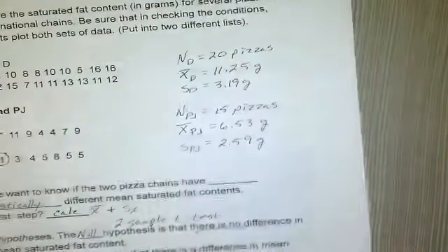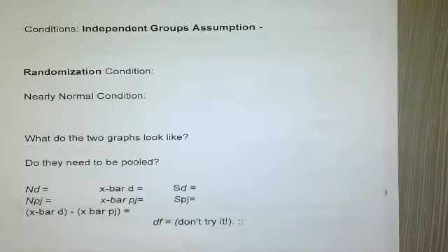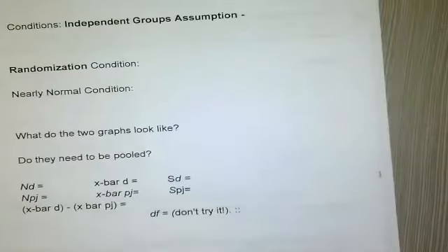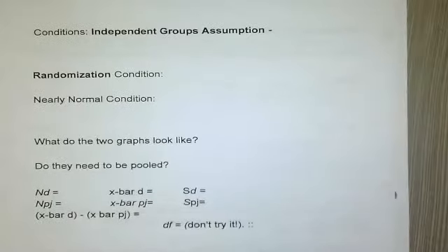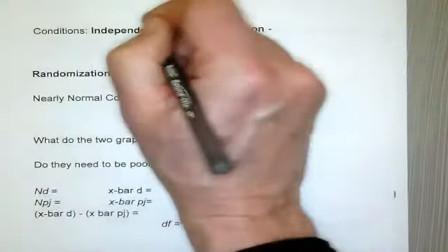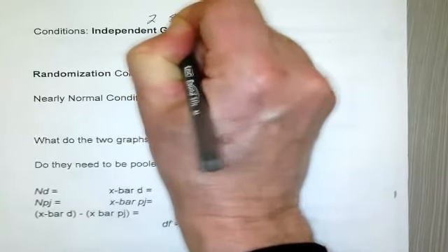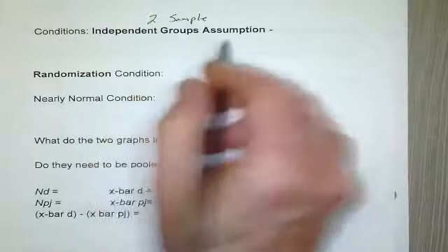We've got our numbers. So I turn the page and we look at a new condition that we need to look at. Instead of doing the 10% condition, we have the independent group assumption. Anytime you're doing a two-sample test, we've got to talk about the groups.